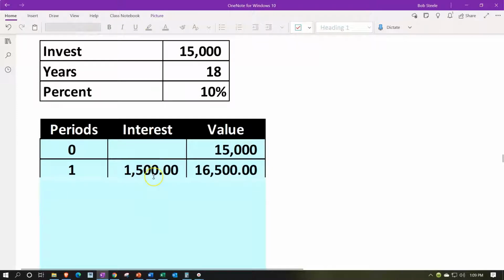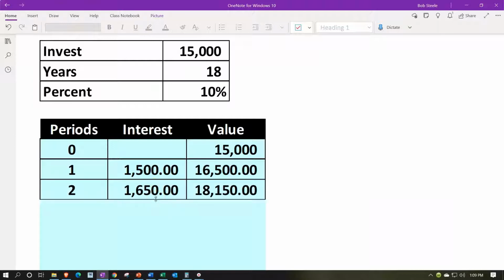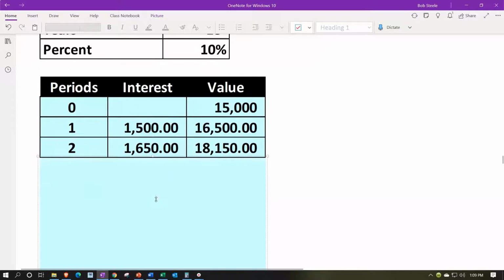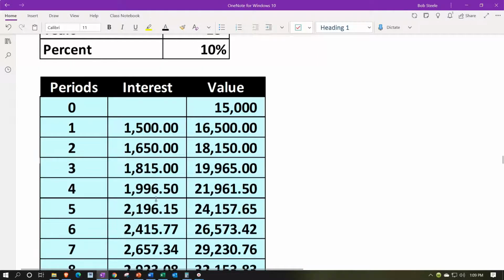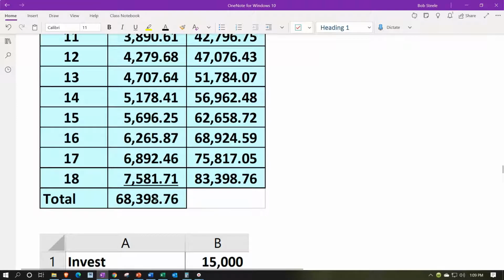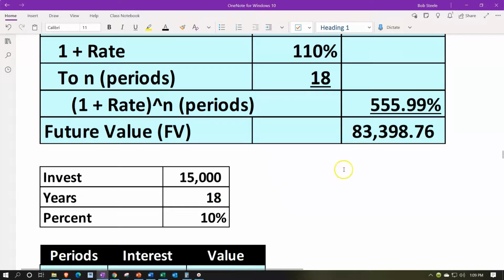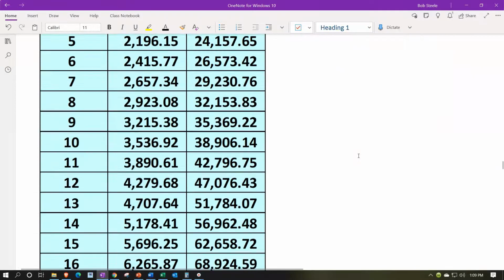15,000 times, once again, the 10%, 1,500 gives us the 16,500. 16,500 times 10%, 1,650. 1,650 plus the 16,500 gives us the 18,150, and so on and so forth. Doing that on out till we get to the 18 years gives us an ending balance of the 83,398.76. That then matches the 83,398.76 we have with the formula calculation over here.